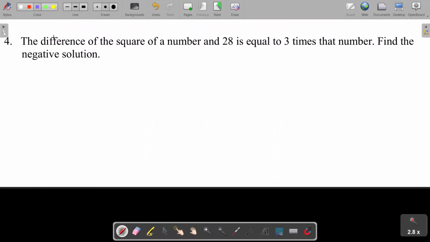What does this word mean? Difference? Yeah, subtraction. And when it comes to the difference, you're going to put things in order. So it says the difference of the square of a number and 28 is equal to 3 times that number. And yet again, what we've got is a quadratic equation sitting in front of us. And we know how to solve these.